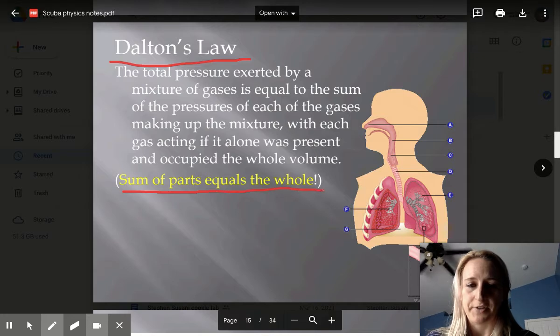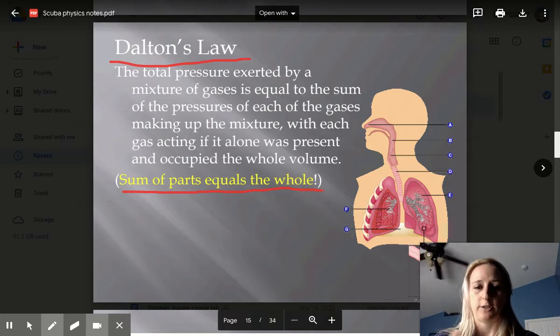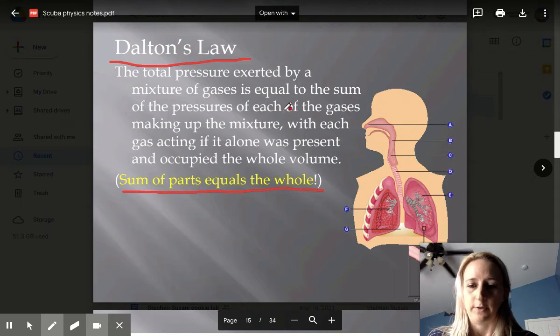What does this mean? This means if you have a mixture of air, which we now should know is nitrogen, oxygen, and carbon dioxide, mostly, that each of those gases is exerting its own pressure. When you add that together, it equals the total pressure. All right, so another example.